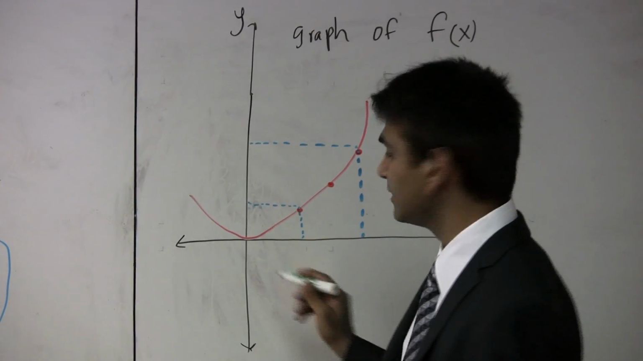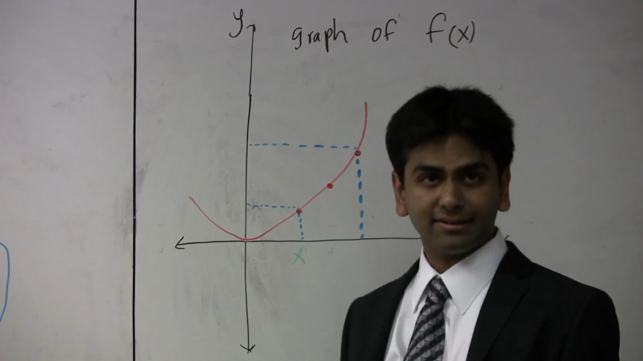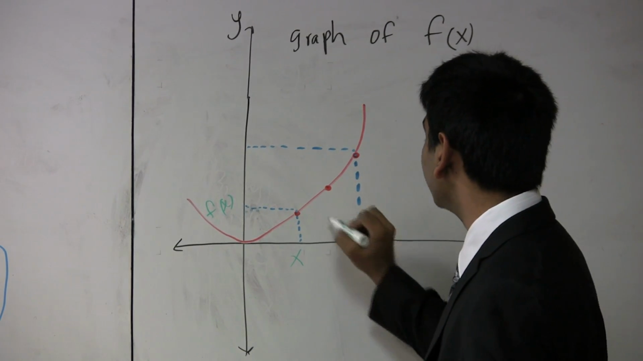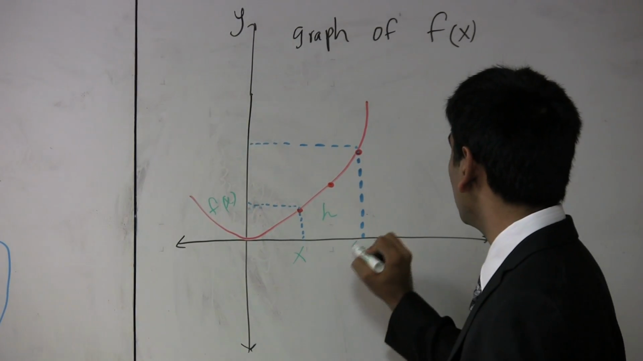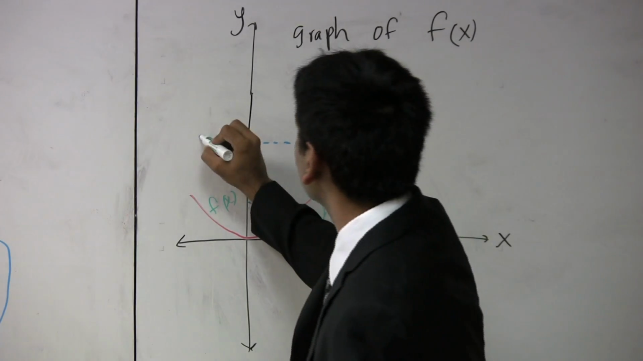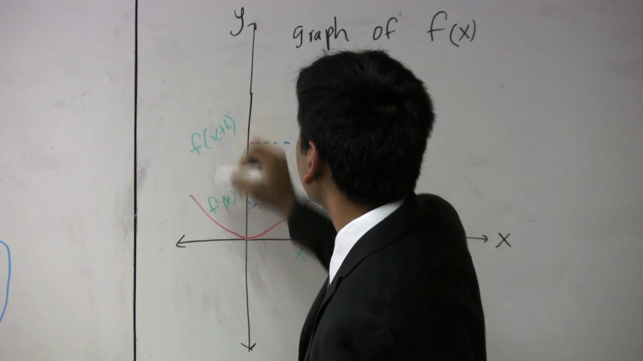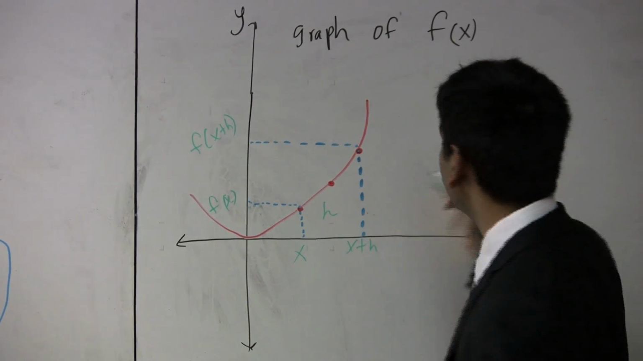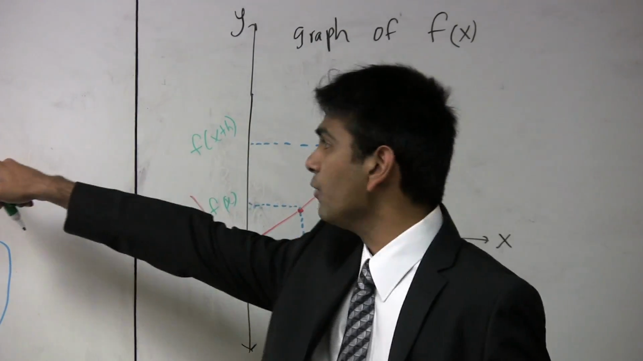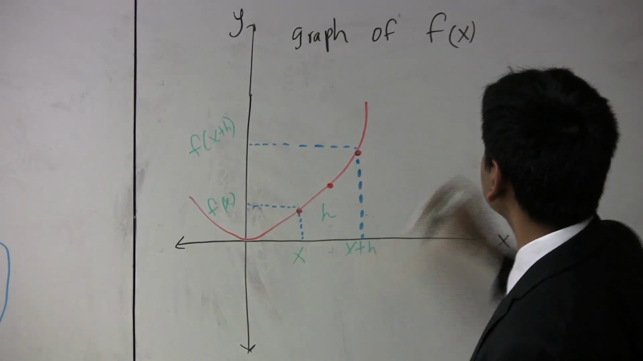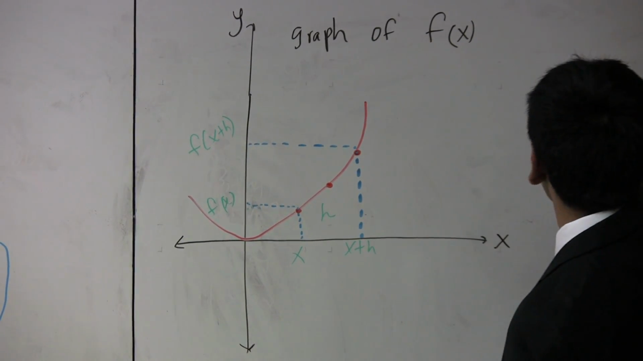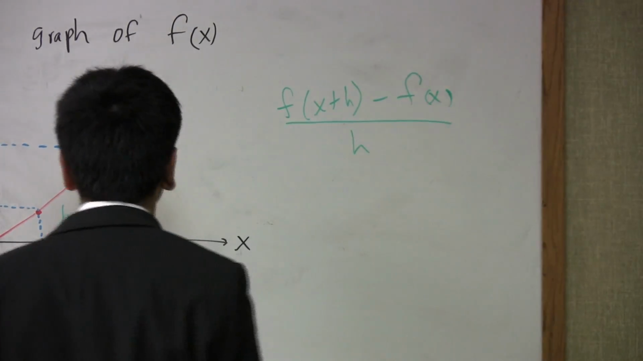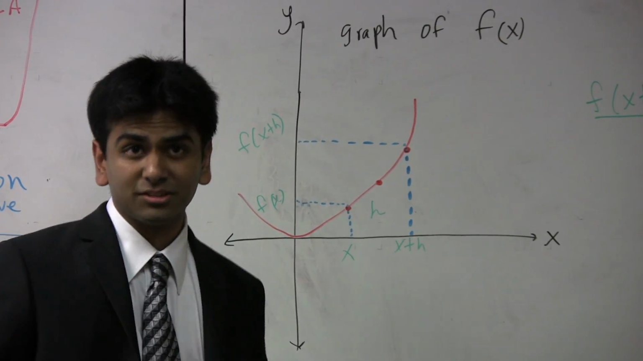If this is f of x, let's call this point x, and this point f of x, and let's call this point a point that's h units to the right, so it will be x plus h, and this will be f of x plus h. Okay, now what we can do is use the slope formula and do y2 minus y1 over x2 minus x1, and that will give us f of x plus h minus f of x over h, because that's the difference between the two x points. Right, guys?